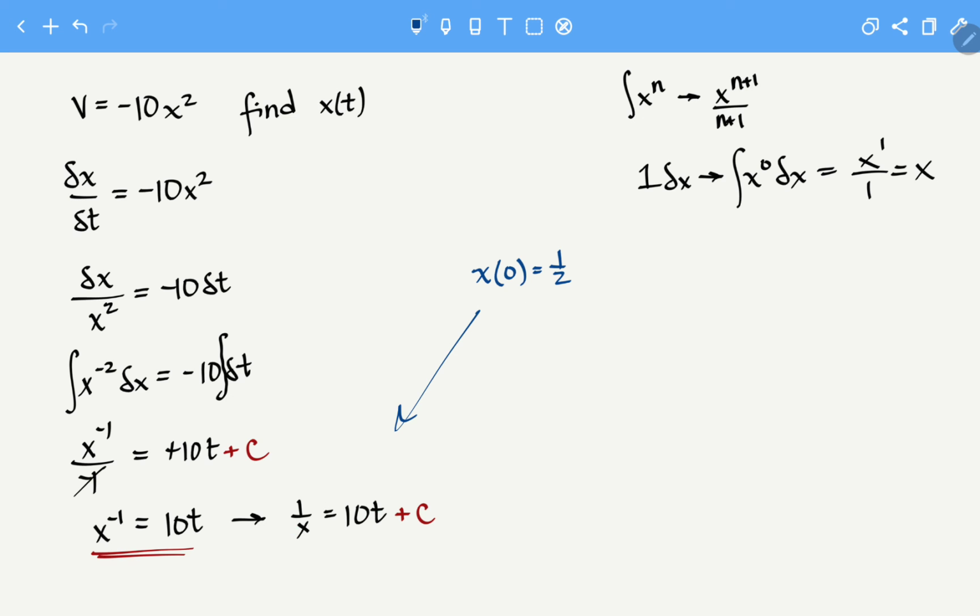So you'd be like, okay, well, 1 divided by 1/2 equals 10 times 0 plus C. Okay, well, that goes away. 1 divided by 1/2 is 2. 2 equals C. Oh, cool. So then you can take that and slam that in there. And so then technically your final answer would be 1 over x equals 10t plus 2.